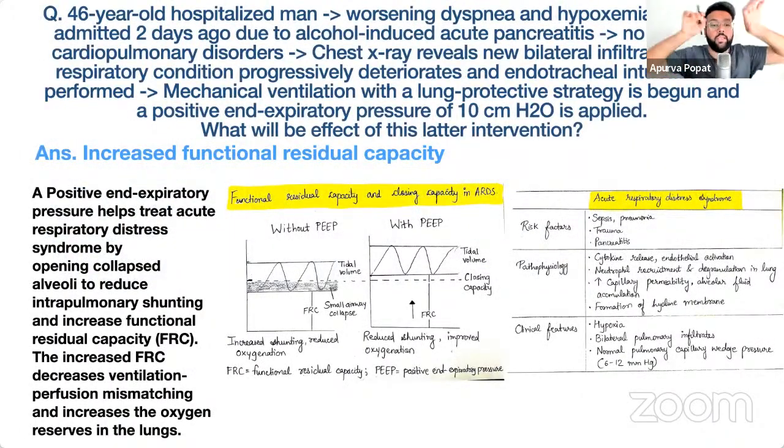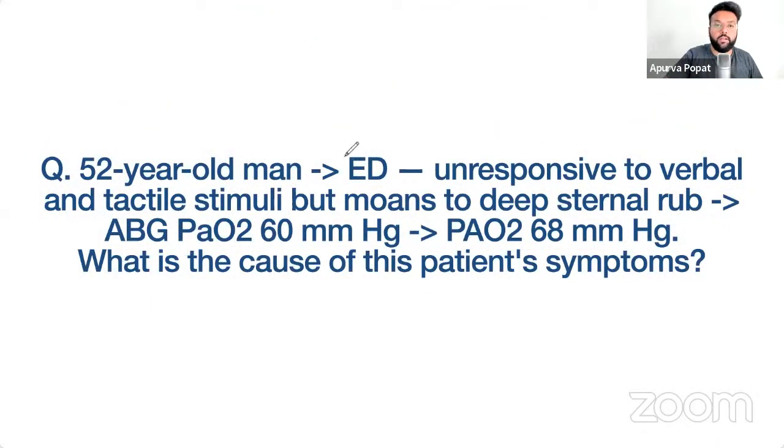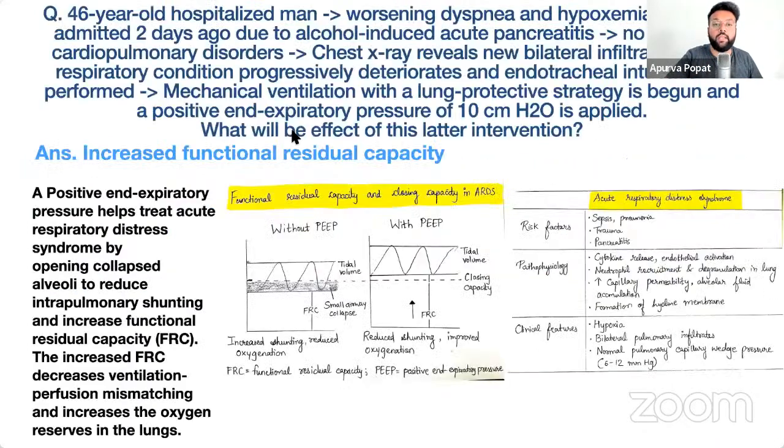Apart from that, increasing the PEEP is just like the surfactant thing which we did. When you give surfactant, the total lung capacity will increase. Similarly, when you increase PEEP, the lungs will expand, your total lung capacity will increase, your tidal volume will try to increase a little bit, and your functional residual capacity will also increase. Is it okay? Yes, sir. And this is pancreatitis-induced ARDS.